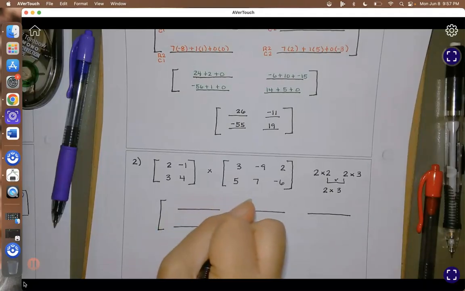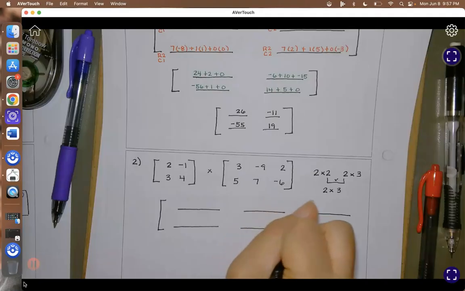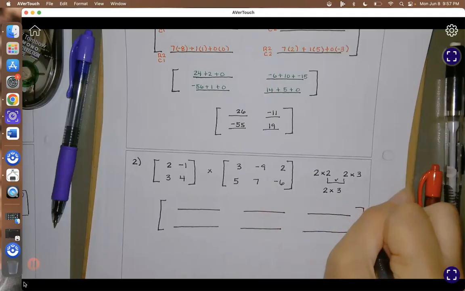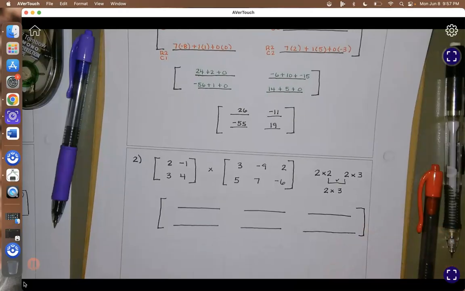Promise not to give you one much larger than this. All right, let's see what we got. Found my blue pen.